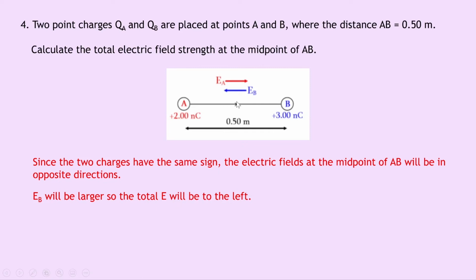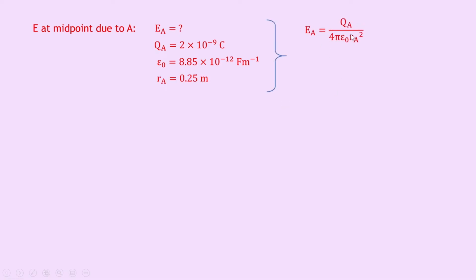Let's now find the electric field strength at the midpoint due to charge A and charge B separately. So the electric field strength at the midpoint due to A, writing down what we know, we're trying to find EA. We know that QA is 2 times 10 to the minus 9 coulombs, epsilon naught is 8.85 times 10 to the minus 12 farads per meter, Ra is 0.25 meters. So writing down our equation, we have EA equals QA over 4 pi epsilon naught Ra squared. Substituting in the numbers gives us 2 times 10 to the minus 9 divided by 4 pi times 8.85 times 10 to the minus 12 times 0.25 squared. And putting all of that into your calculator should give you an answer of 287.7 newtons per coulomb.